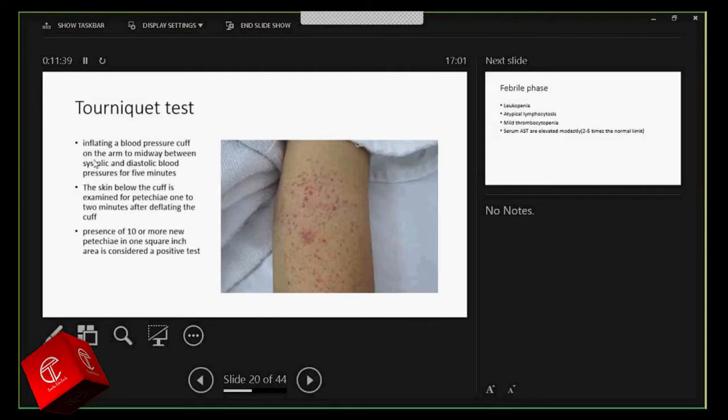So tourniquet test: you put a blood pressure cuff and you inflate the BP cuff midway between systolic and diastolic pressure for 5 minutes. So you inflate it and leave it for 5 minutes, and then when you take it off, there will be petechia 1 to 2 minutes after deflating the cuff. The presence of 10 or more new petechia in 1 square inch area is considered a positive test.